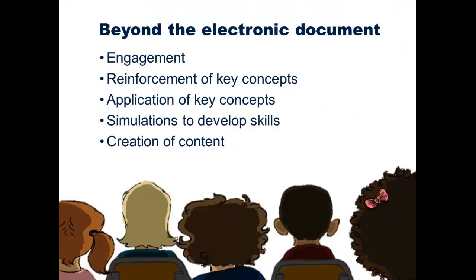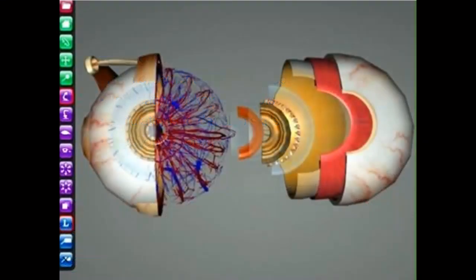So now that we've thought beyond the electronic document from an engagement perspective, let's also talk about it from this reinforcement of key concepts or this application of key concepts, and even to the point of simulating experiences in order to develop key skills. What kinds of resources can we use, or what kinds of technologies can we use for that? Well, this is an example of a simulation of dissecting an eye.